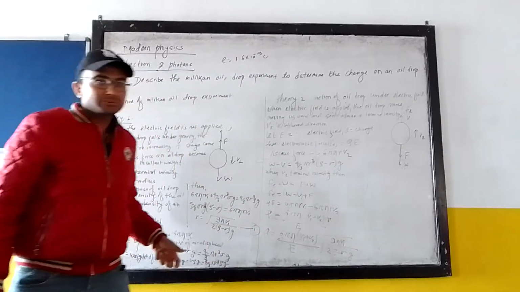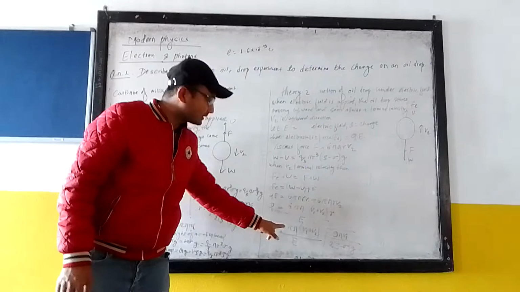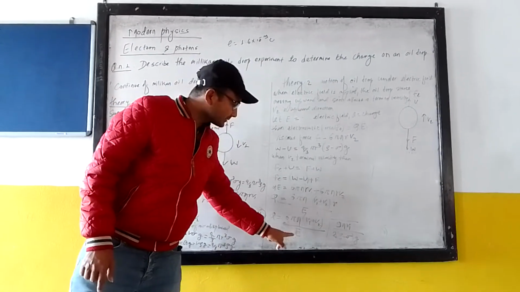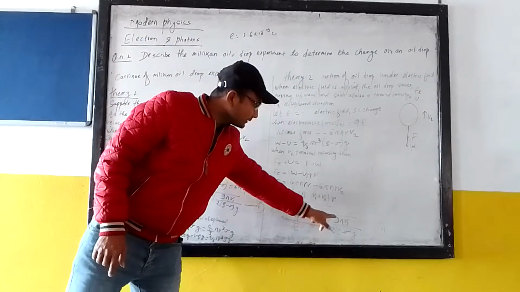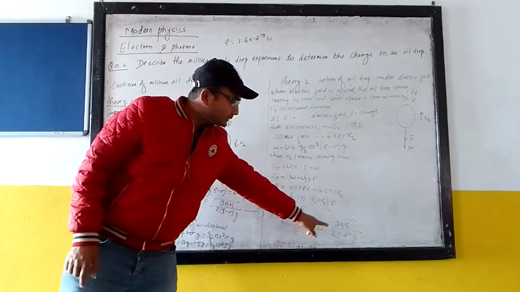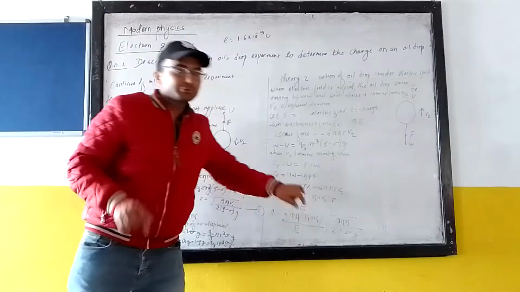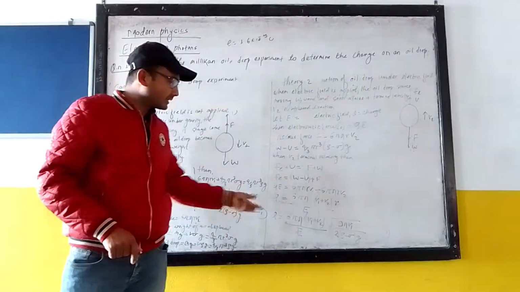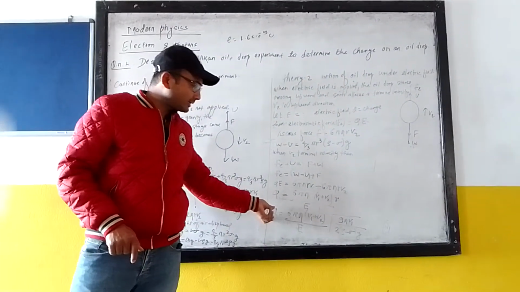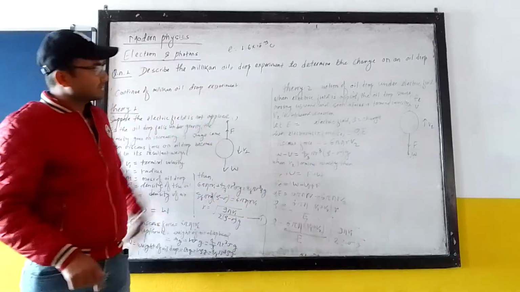And how much charge is with the wall drop? Q equal to 6 pi eta (v1 plus v2) divided by E, under root 9 eta v1 divided by 2 (rho minus sigma) g. This formula we use to calculate charge on the electron or wall drop. World drop सँग भएको चार्ज चाहिँ निकाल्न सकिन्छ। That's all for today.